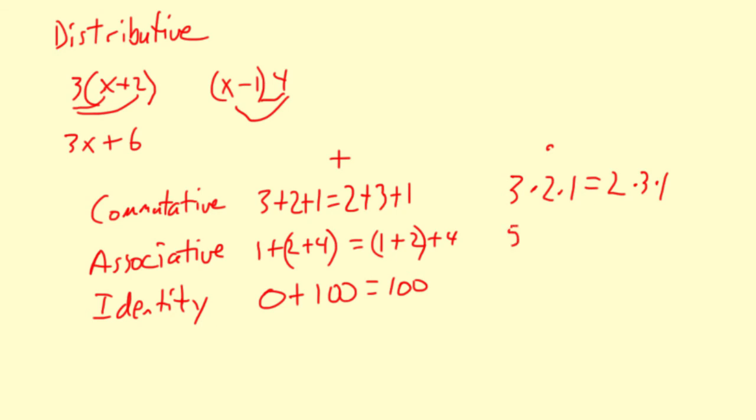So let's do 5 times 3 times 4. That's equal to 5 times 3 times 4, with the grouping changed.